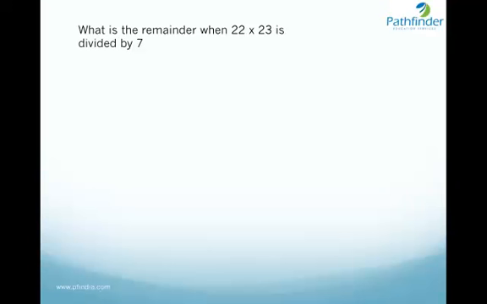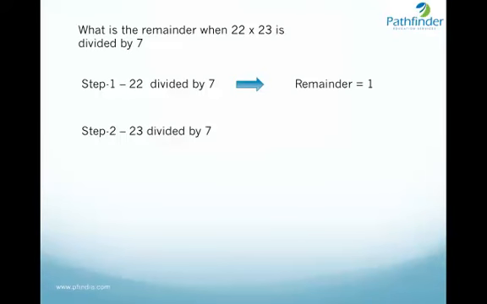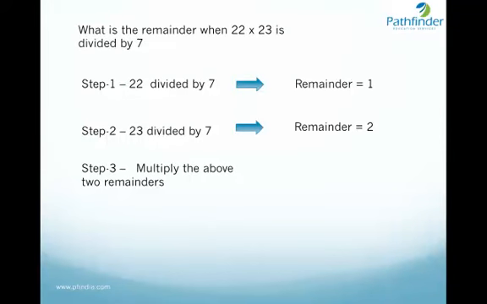When 22 into 23 is divided by 7, the first thing you need to do is divide 22 itself by 7, which can be done orally. So 22 divided by 7 yields a remainder of 1. The next thing is divide 23 by 7, which yields a remainder of 2. And the third step is, instead of multiplying the numbers 22 and 23, simply multiply the remainders. The remainders in this case are 1 into 2. So the final remainder when 22 into 23 is divided by 7 will be equal to 2. So this simple theorem is known as remainder theorem.